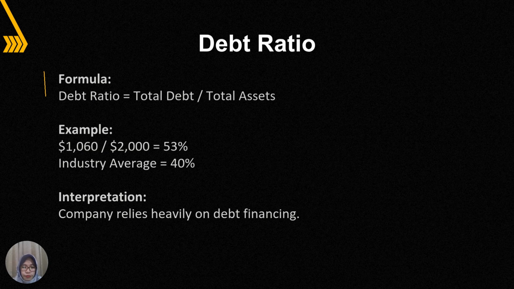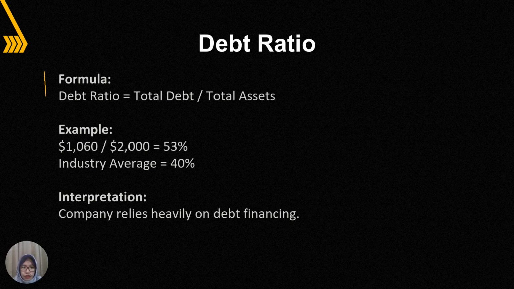So this means more than half of the company's assets are financed through debt, wherein a high debt ratio increases financial risk and may make borrowing more difficult for the company in the future. So in short, the company relies heavily on debt financing.